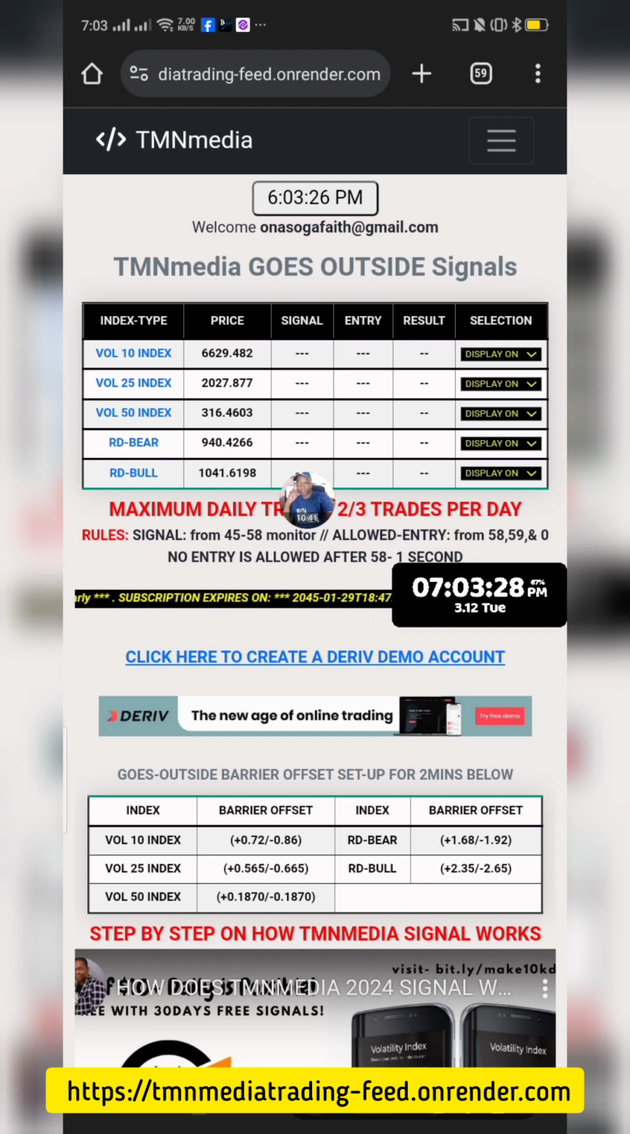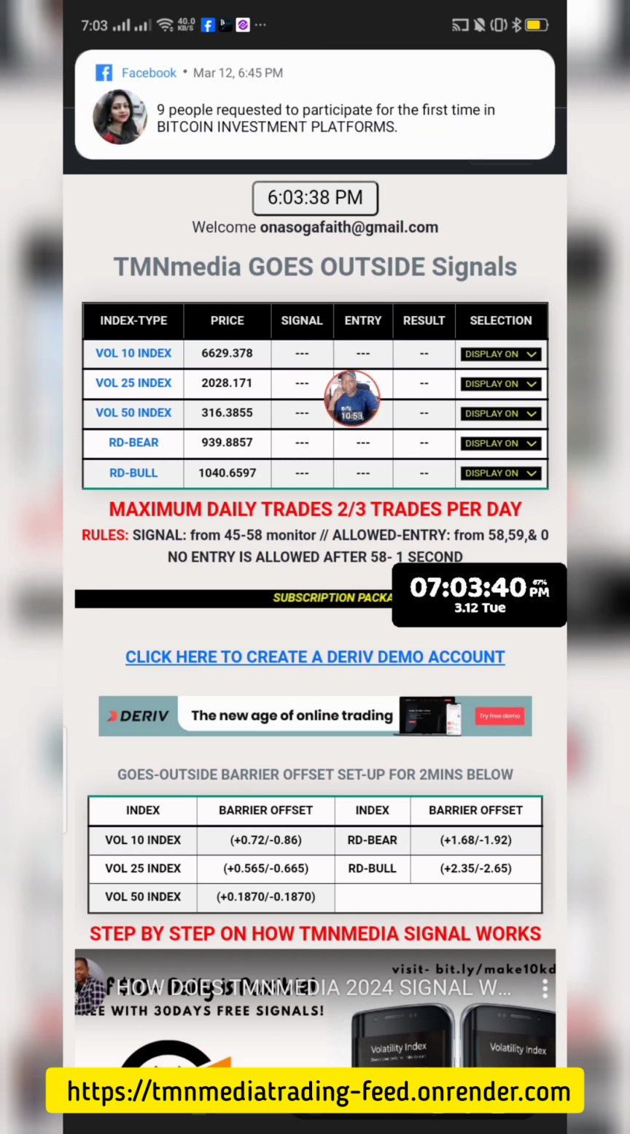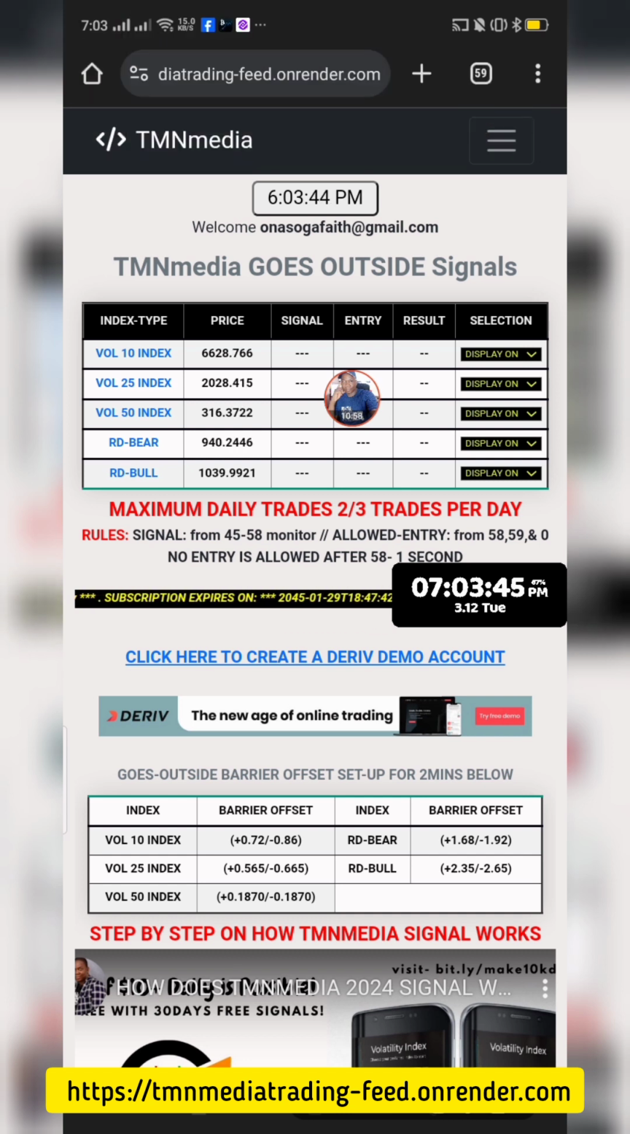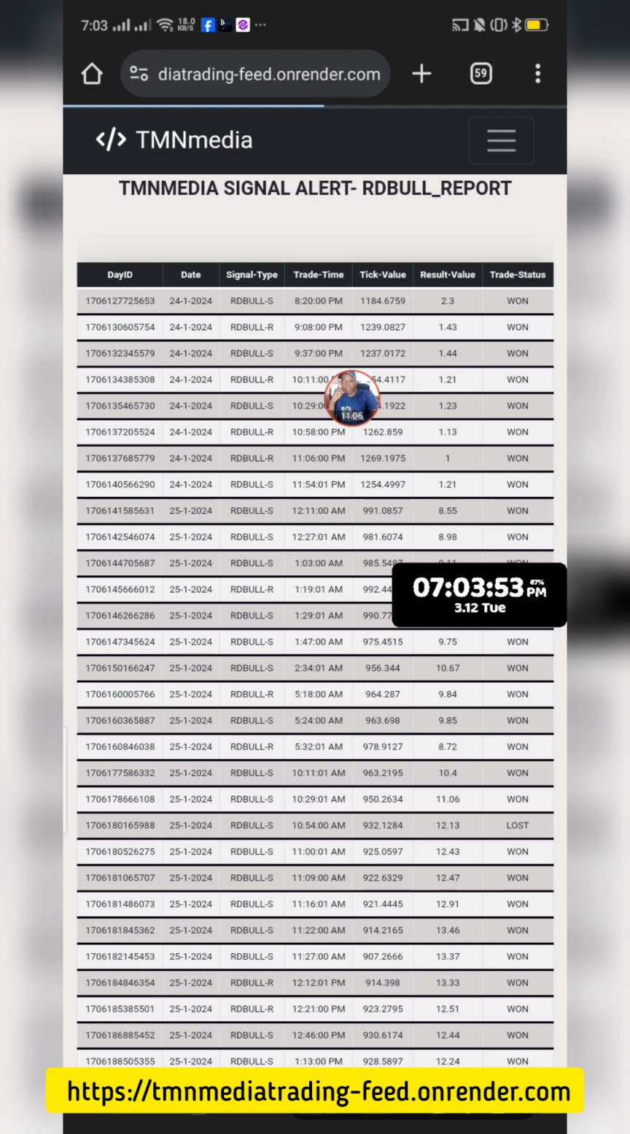You want to monitor the signal. Start monitoring from 45 seconds. Once you see a signal here, go to the page you want to trade. Once you see entry here, press goes outside and wait 2 minutes for your result. You will also see the prior result of all the signals. If you just click on any one of them, like I just click on Red Bull, you see previous results of all the signals that have been generated.